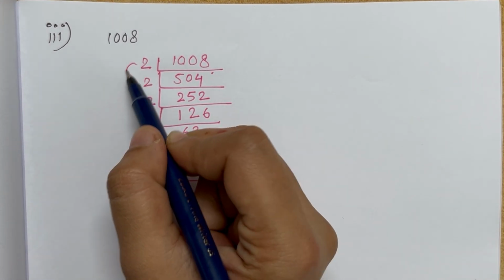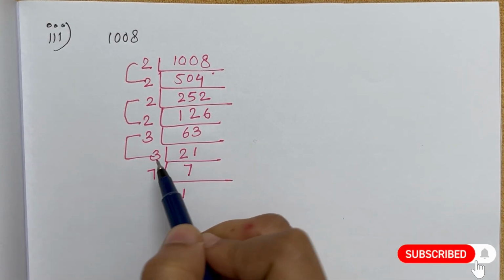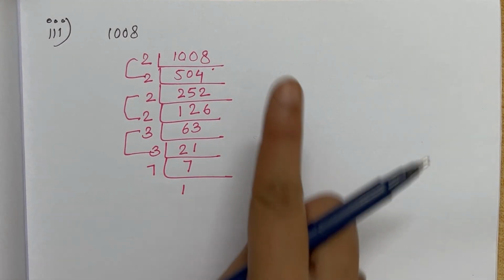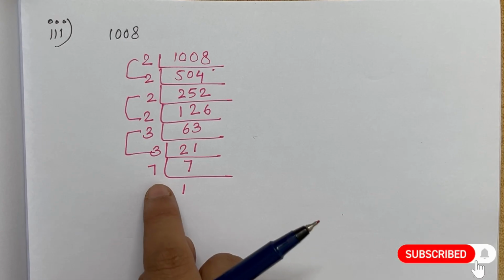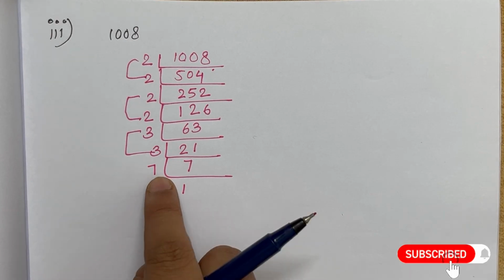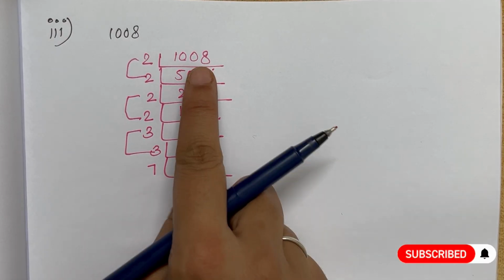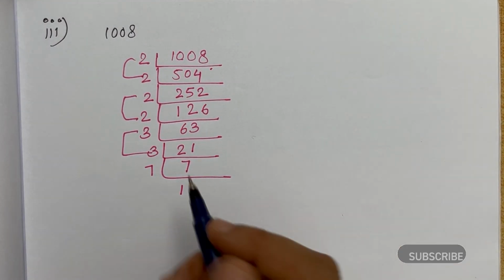Now we'll find the pairs. We have a pair of 2, and again we have a pair of 3. Now we don't have a pair of 7, so this number must be multiplied by 7, because we don't have a pair of 7, only this number is left. So if we multiply this number by 7, we'll find a perfect square.